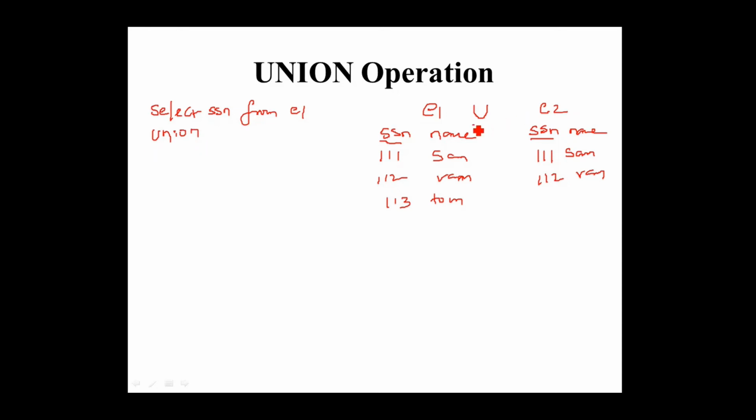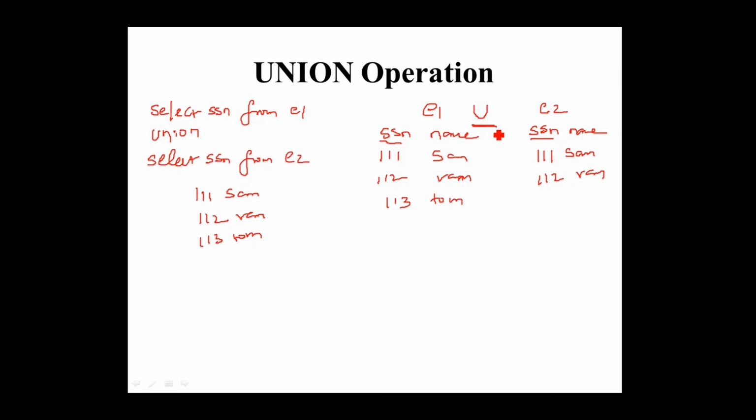This union is represented with this notation in relational algebra. So you're going to write select again SSN column from E2. So what will be the output of this union operation? You take all the SSNs from E1 and all the SSNs from E2. So it's going to have 111 SAM. We are not going to have duplicates here. It's going to be 111 SAM, 112 RAM, and 113 Tom. Though we had SAM and RAM here, it was not considered because we are eliminating duplicates with the union operator.